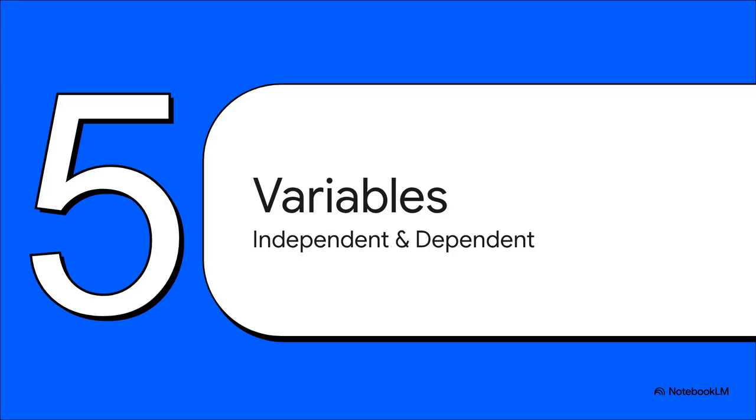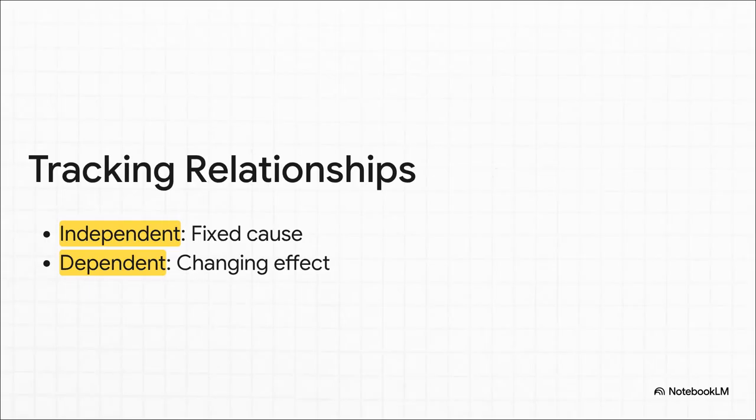And finally, Section 5, Independent and Dependent Variables. So, what happens when multiple mathematical forces start interacting? When we track two quantities in a real-world problem, we start to see actual relationships form. But to truly understand these relationships, we have to cleanly identify the independent variable, which is our fixed cause, and the dependent variable, which is the changing effect. The dependent variable relies entirely on whatever that independent variable happens to be doing.